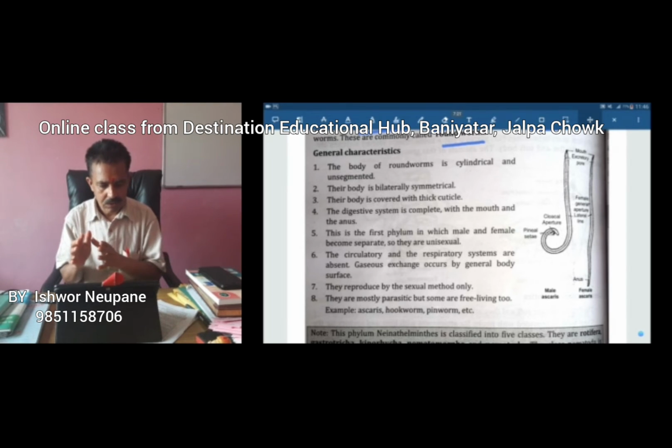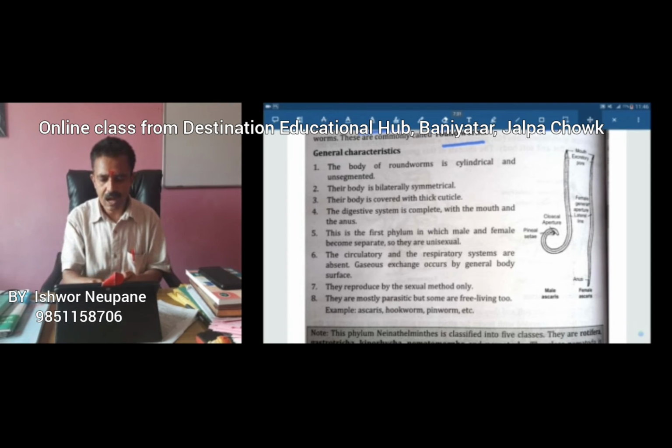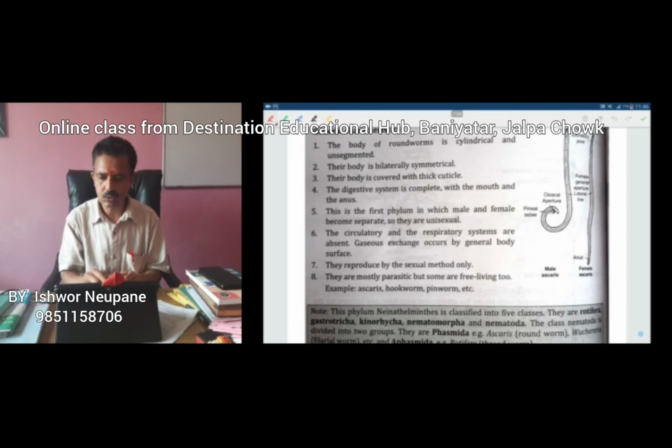Those animals which contain a thread-like body are called Nemathelminthes. They are also called roundworms. What are the examples of roundworms?